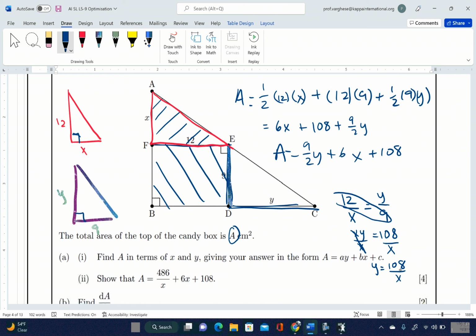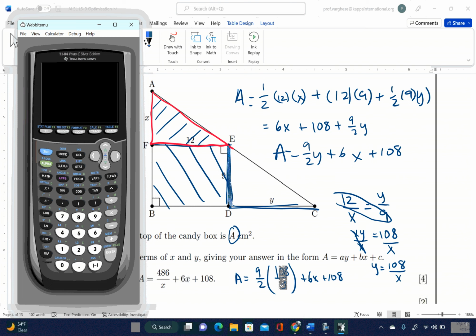Perfect, okay? So now that I have that, all I have to do is take this 108 over x and plug it in for my y. So I'm going to go back over here. So I have A is equal to 9 over 2 times y, which is 108 over x, plus 6x plus 108. And now let's see if this is equal to the 486 over x. So 108 times 9 divided by 2, right? If I take my calculator, I do that out.